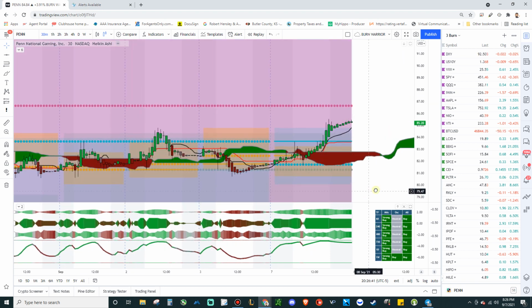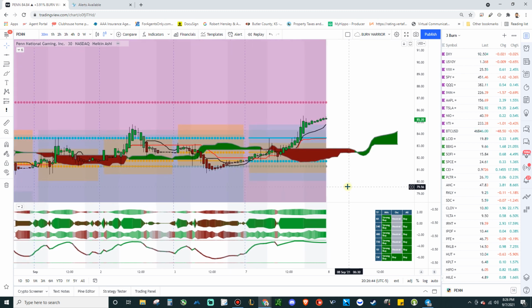So really nice visual layout with levels already preset, and then you've also got all the multiple time frames built in. So if you want this layout, by all means you can have it.